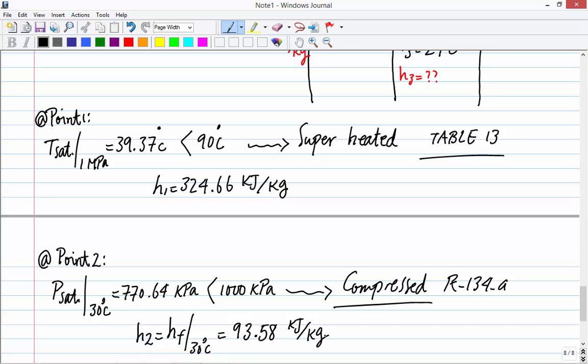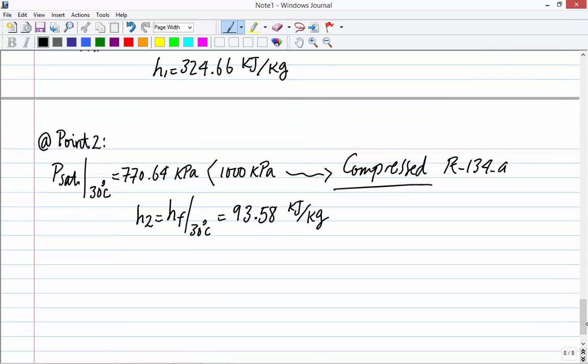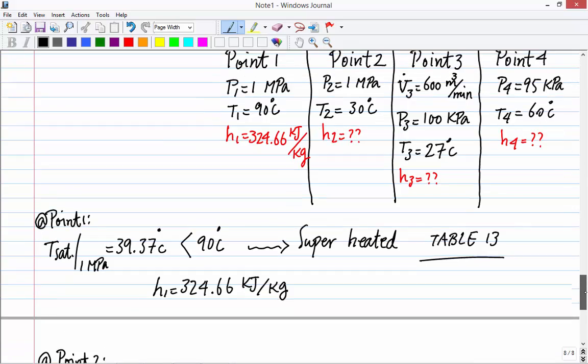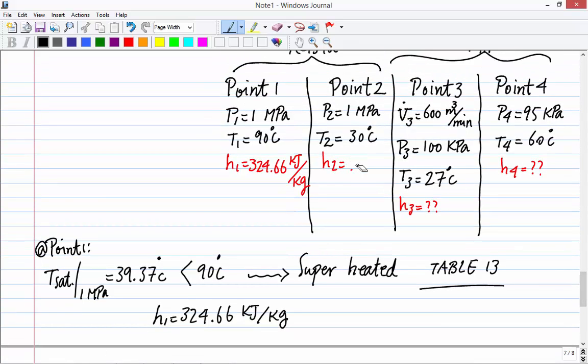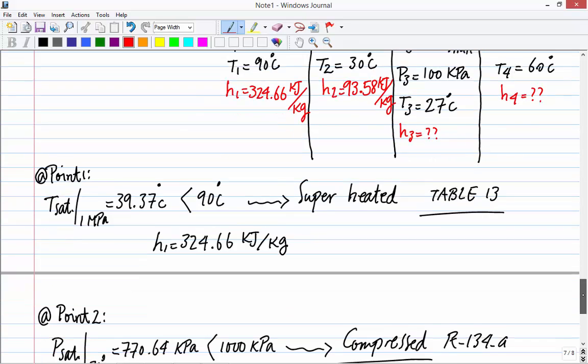As long as you keep the temperature the same, here it's 30 degrees C, and I'm just looking at 30 degrees C for saturated liquid, so the properties are the same, but at higher pressure. I don't care. The temperature should be the same. Anyway, so I got the H2 there, so I need to update my table: 93.58 kilojoule per kilogram. Great. Now let's go to H3 and H4.